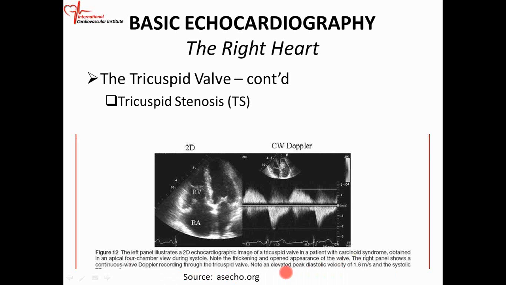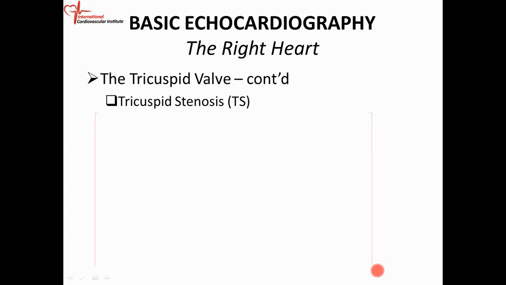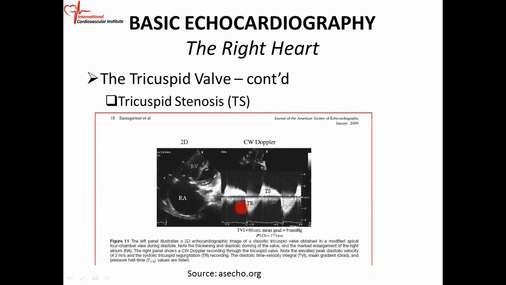The elevated peak diastolic velocity is 1.6, but what you want to get is the gradient. Okay. Remember, with mitral, we talk about 5 and 10. Anything less than 5 is mild. Anything greater than 10, mean gradient now, anything greater than 10 is severe. Because on the right side the pressures are usually less, it's going to be lower pressures. Okay. All right. So again, this is TR, TS.